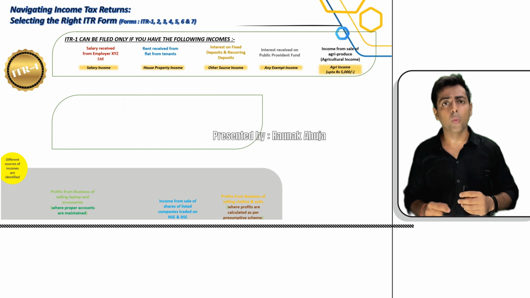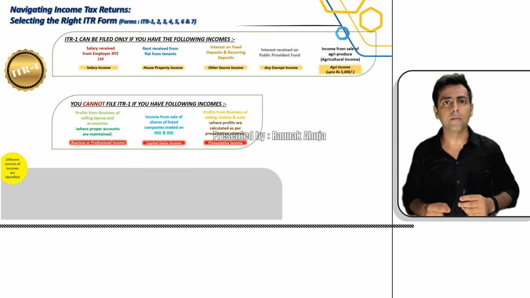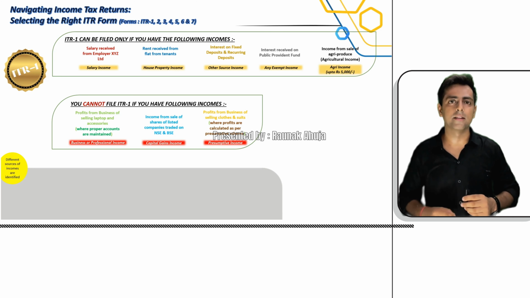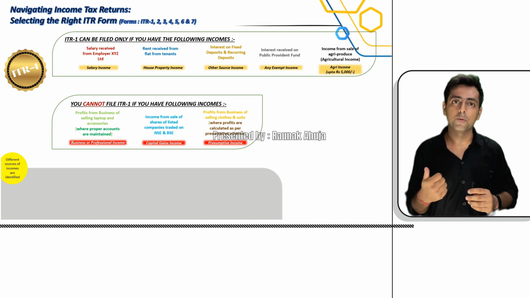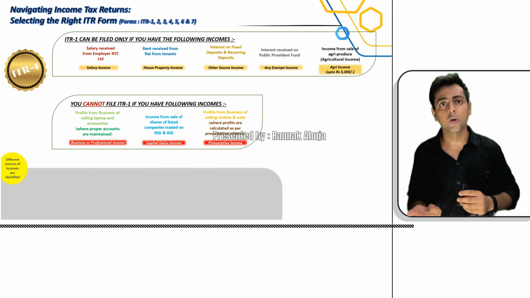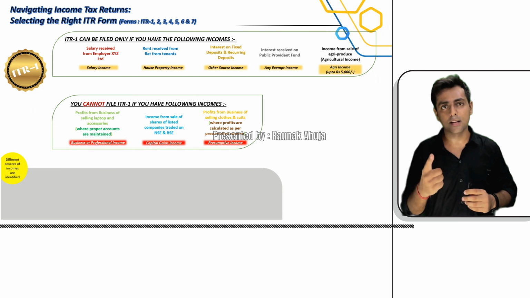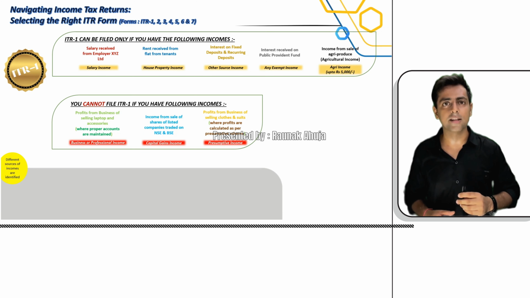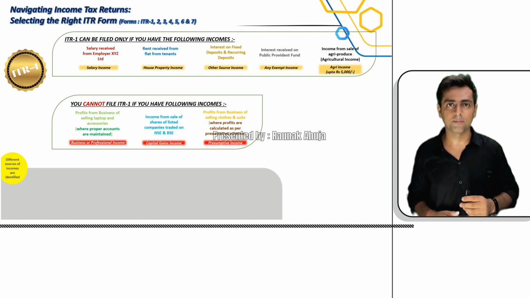Now, when can you not file an ITR 1? In case you have any income under the head business or any income under the head capital gains. What do we mean by capital gains? Wherever you earn any income by way of purchase or sale of mutual funds or equity shares, or by way of selling of immovable property or any other capital asset, then in such a case, such income falls under the head capital gains. And you won't be able to file ITR 1. You'll have to choose some other form.